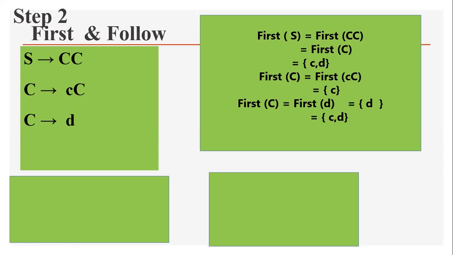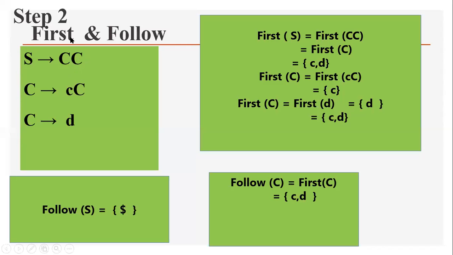Next, after computing first, the next process is computing the follow. So what is follow of S? Follow of S is dollar, and we are not having any S on the RHS side, so only dollar is the follow of S. Next, follow of C. We are having C at 3 places: this one, this one, this one. So follow of this C is equal to first of the next C, and C is not deriving any epsilon, so first of C is the answer. So you'll get c comma d. We already computed first of C, so the answer is c comma d.